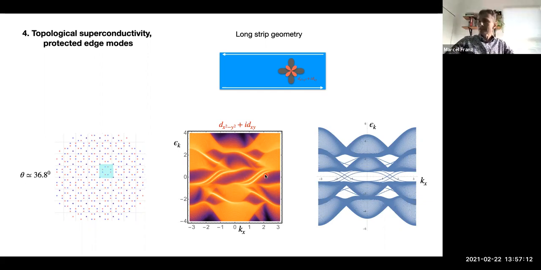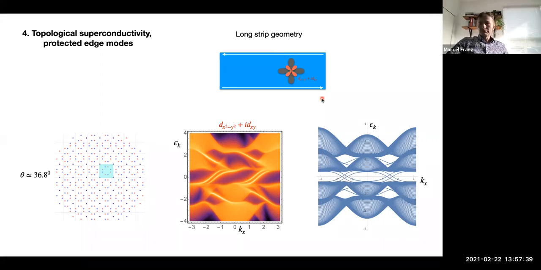A d plus id single layer superconductor is predicted to have a Chern number 2. Now we have 2 layers, so that gives us Chern number 4, and therefore we expect 4 edge modes, and this is indeed the case. Of course, the full spectrum would have counter-propagating modes, but they are located at the other side of the system. That's the meaning of chiral edge mode.